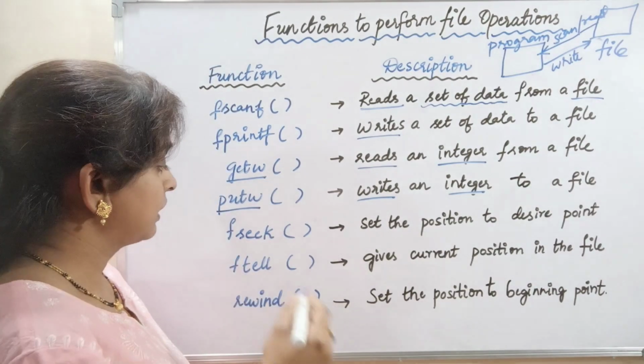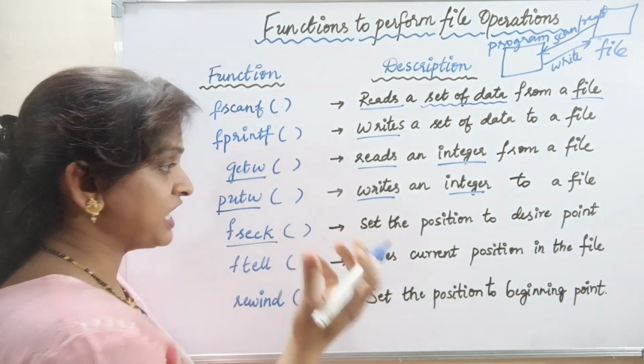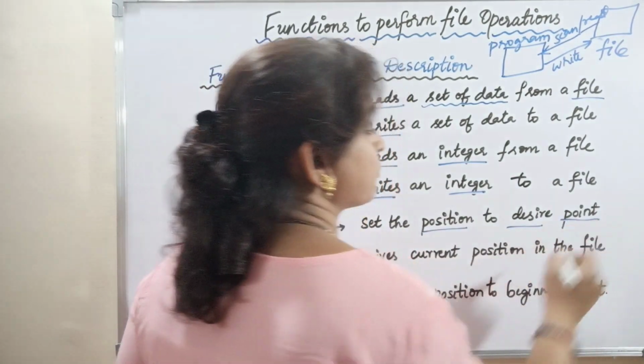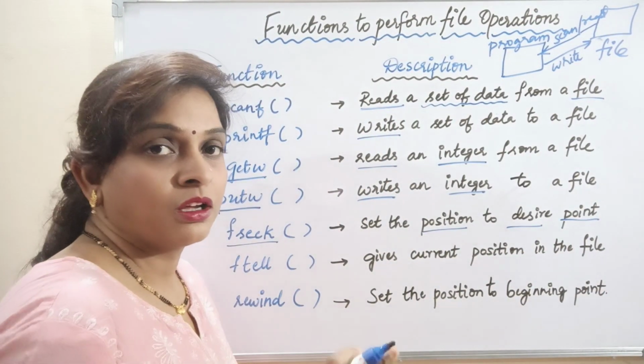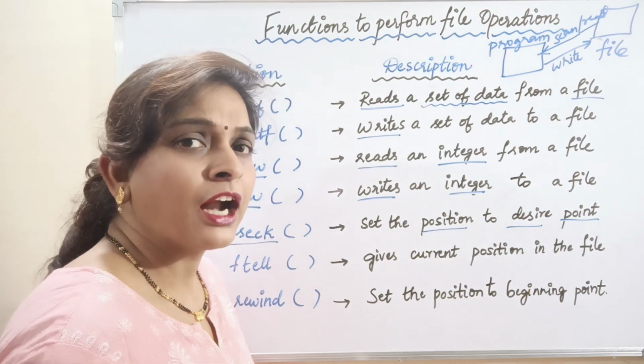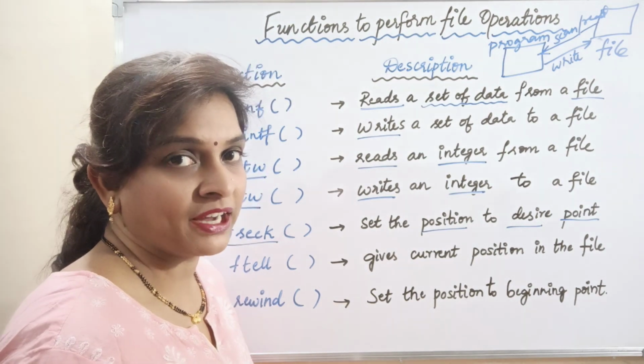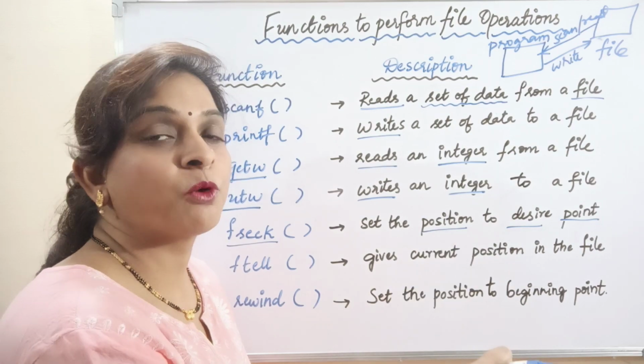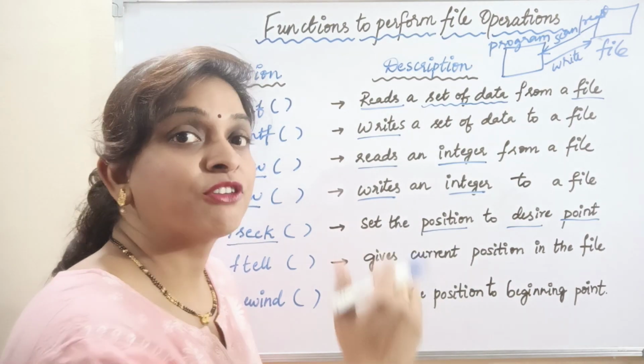The same way, fseek. So what is this fseek? Seeking some position. I can set the position to a desired point. For example, I have a huge amount of data in my file and I don't want the complete data from the file. I want to set my pointer to the required position. Then I can place the position at so and so location and from there I can fetch.